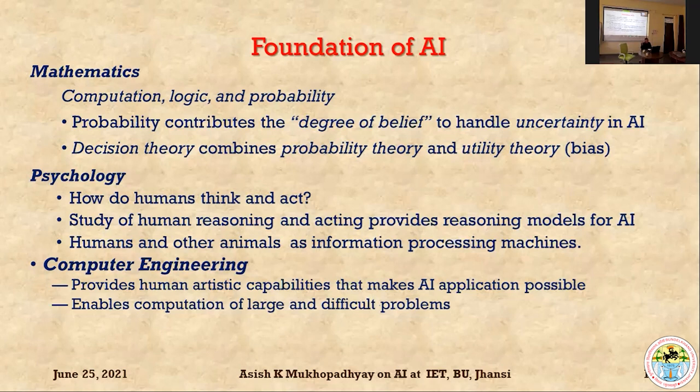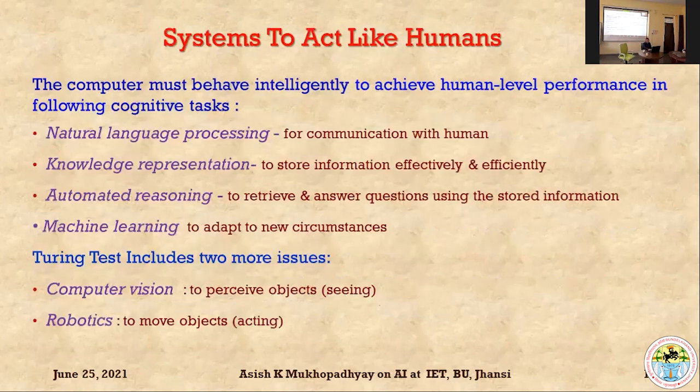Similarly, if you take the case of any animal, they all have intelligence. Maybe intelligence for a human being is a little bit higher. Then you need computer engineering for the hardware part. You have to build the hardware, so you need computer engineering to study. Then for systems to act like humans, you need natural language processing. When someone is talking, immediately it catches.